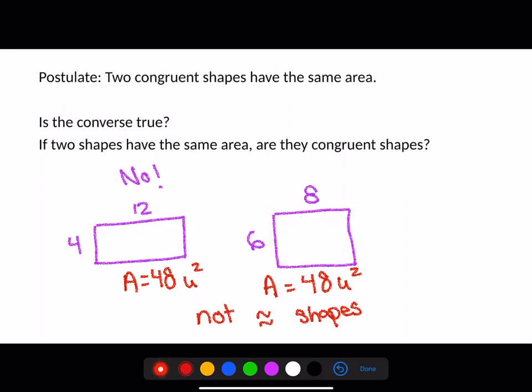If we use the formula area is equal to base times height, then I get area is equal to 4 times 12, which is 48 units squared. And I get 6 times 8, which is also 48 units squared. These have the same area, but as we can see, they're not congruent. Sides don't match up. So therefore, these are not congruent shapes, and that means that the converse of our postulate is not true.